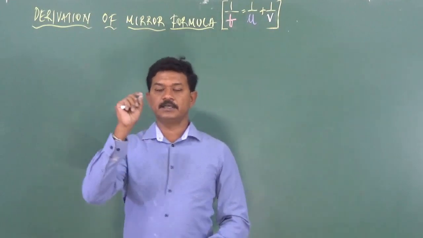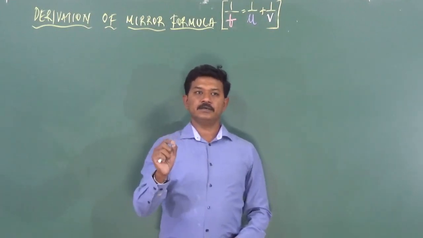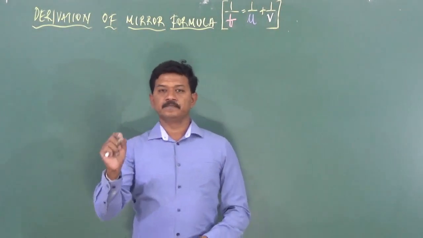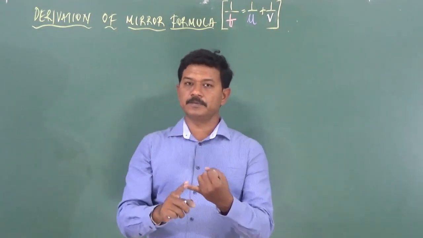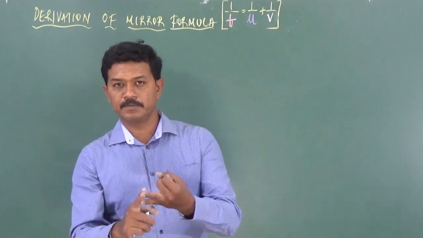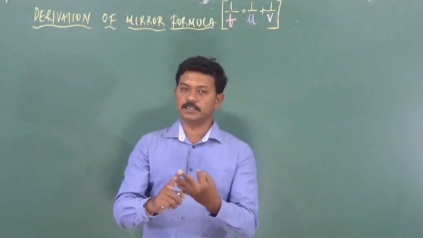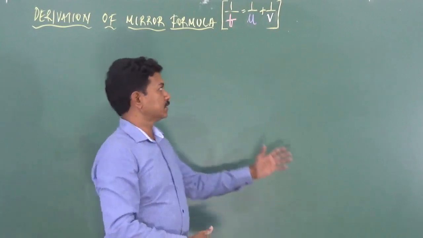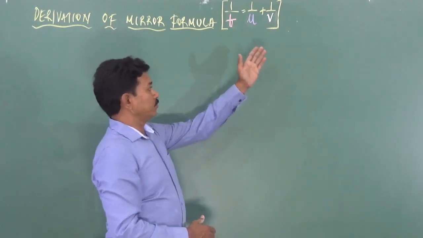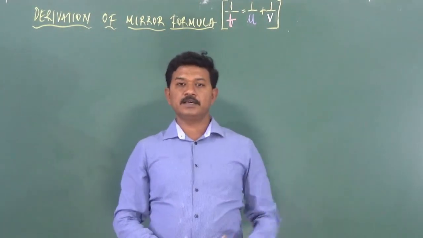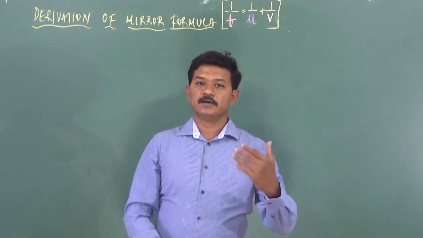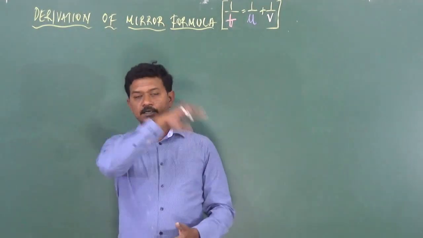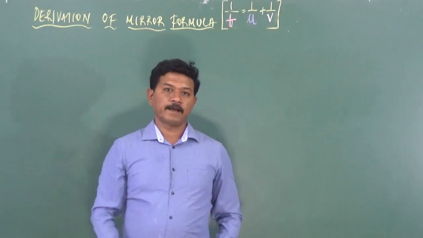The mirror formula is a relation between the distance of the object from the mirror, the distance of the image from the mirror, and the focal length of the mirror, that is between u, v and f. So the relation comes like this: 1 by f is equal to 1 by u plus 1 by v. That's the formula. Usually teachers say, this is the mirror formula, and wherever you get this, you have to apply it.